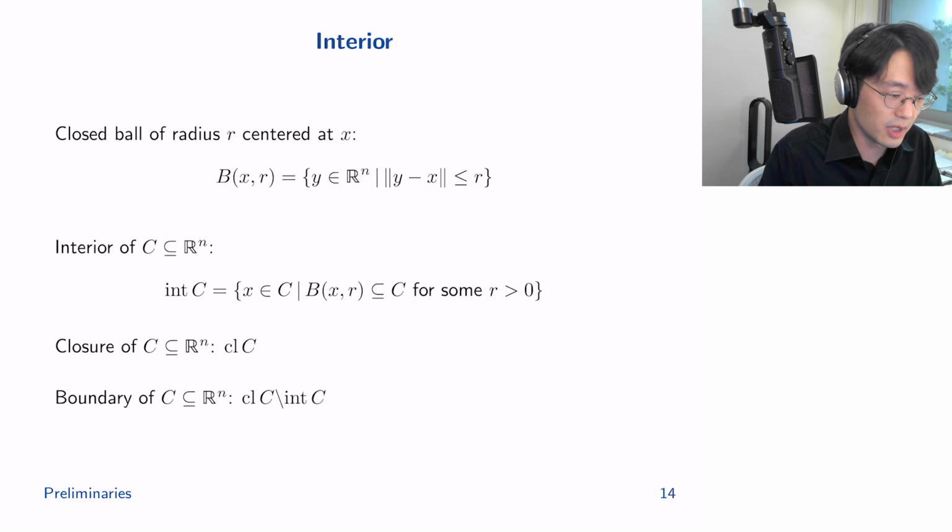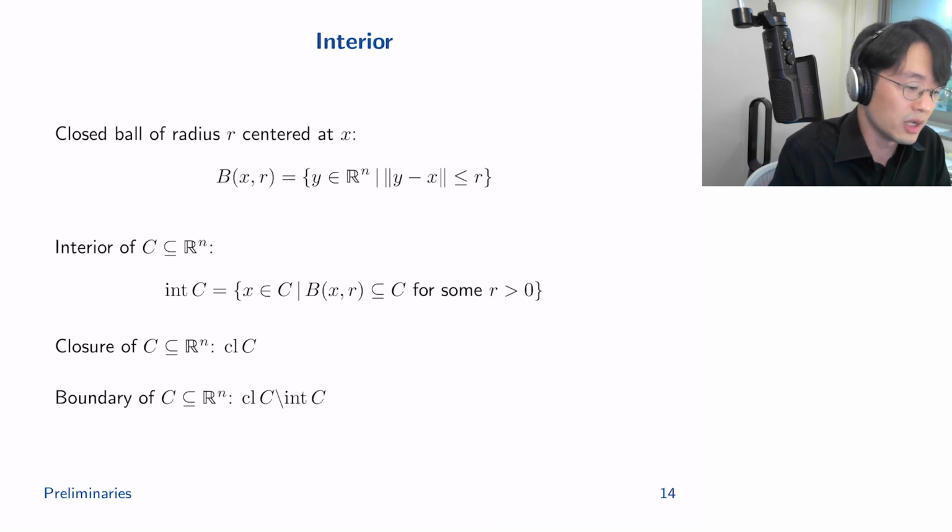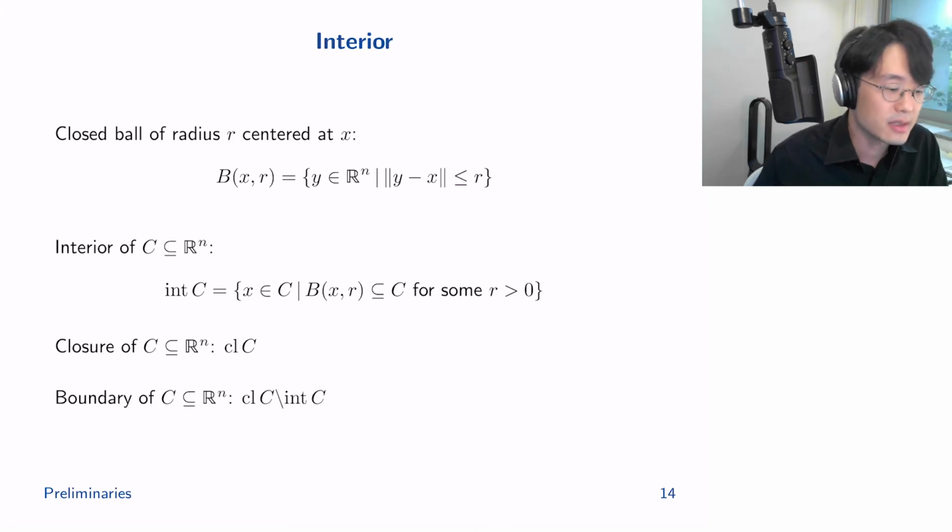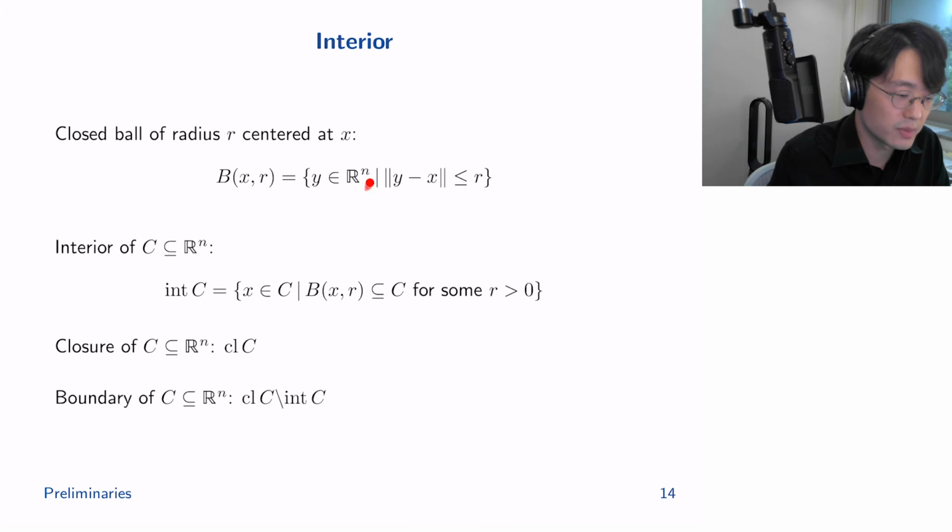Let's define some notions of interior, so some basic closed set, open set type notation. The closed ball of radius r centered at x is written as B(x, r). The center point is x, the radius is r, and this consists of all points y in the vector space R^n such that the distance from x is less than or equal to r. It's closed, therefore we have a non-strict inequality.